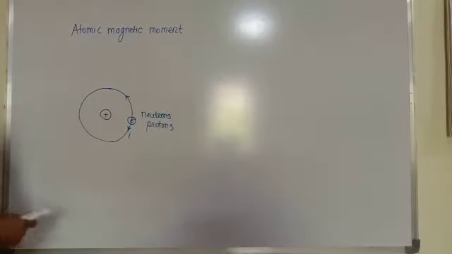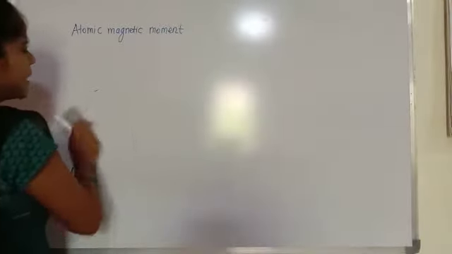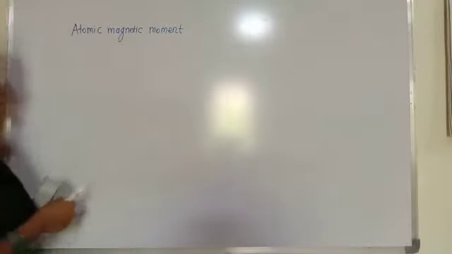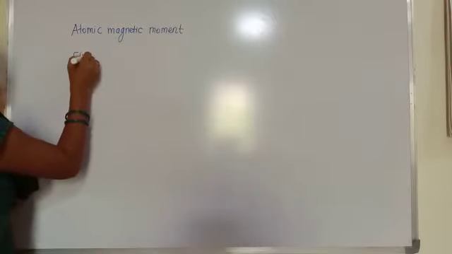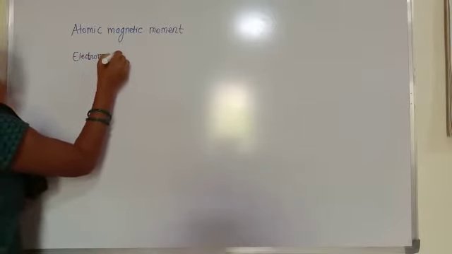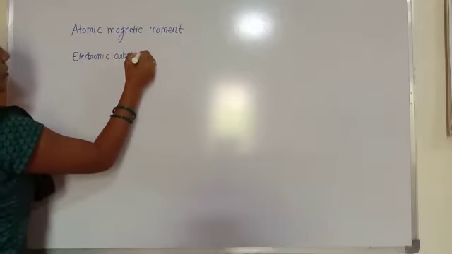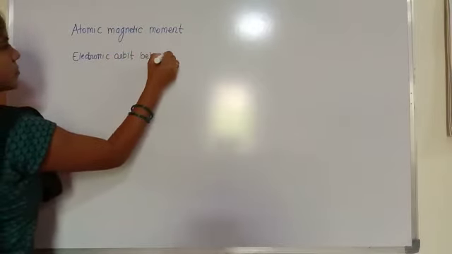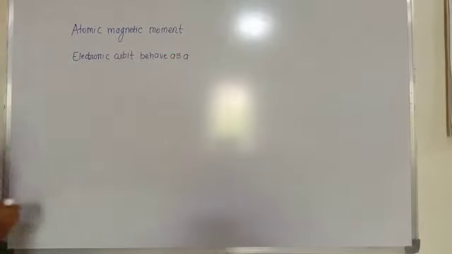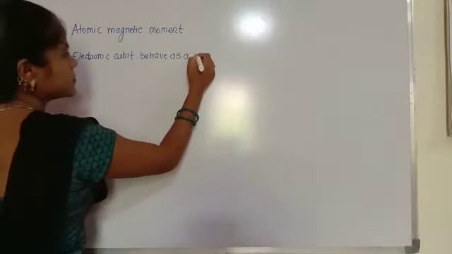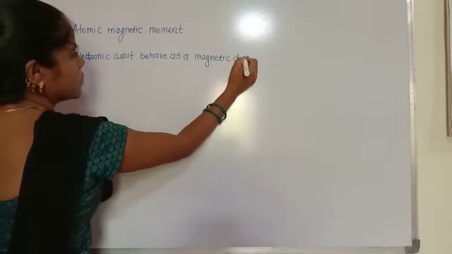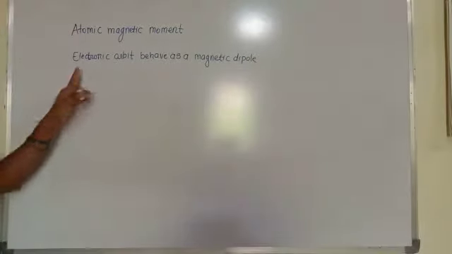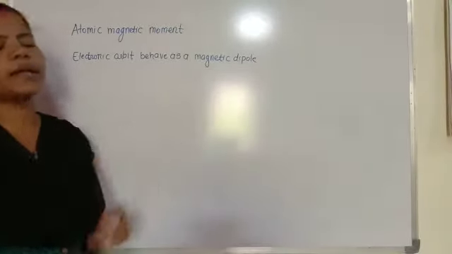Let us consider an atomic dipole. The circular orbit where the electron moves, this electronic orbit, behaves as an atomic dipole or magnetic dipole.